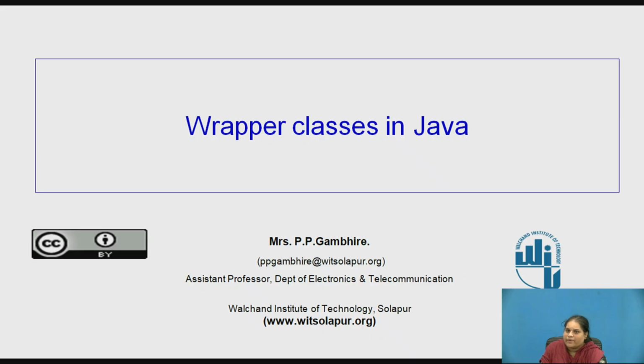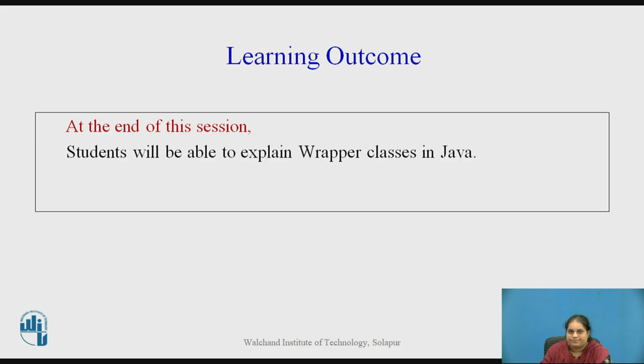Why? Because in Java there are some primitive data types also present. That means it is not compulsory that all data is present in the form of objects. So that's why we needed a special concept, wrapper classes. We are going to see wrapper classes in detail. At the end of the session, students will be able to explain what wrapper classes in Java are.